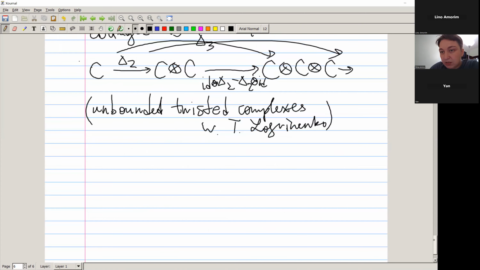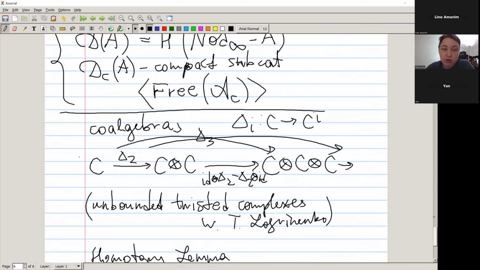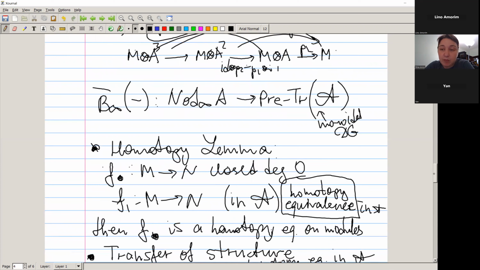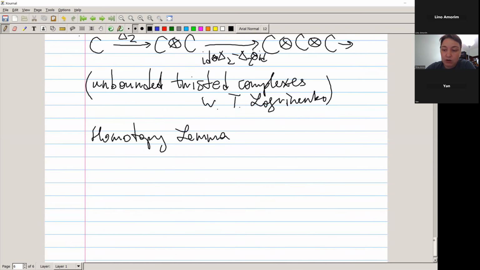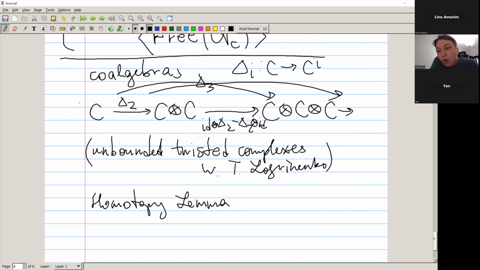And then we can develop all the same things, so taking co-bar constructions. But the biggest drawback of this is the homotopy lemma I mentioned. The homotopy lemma for modules says that a morphism between modules is a homotopy equivalence of modules if and only if its first component is a homotopy equivalence of objects. For co-bar constructions that extend to the right, at least our proof of the homotopy lemma does not work.